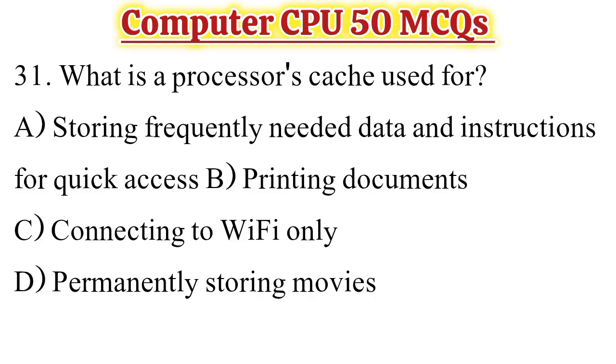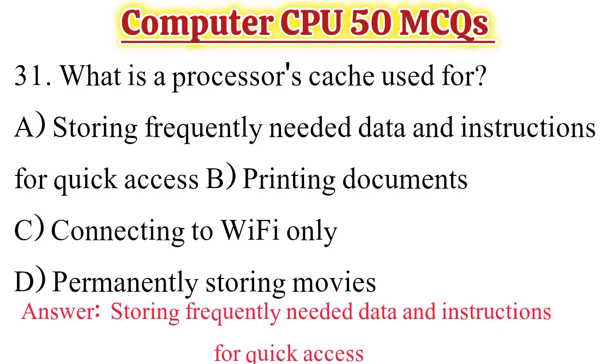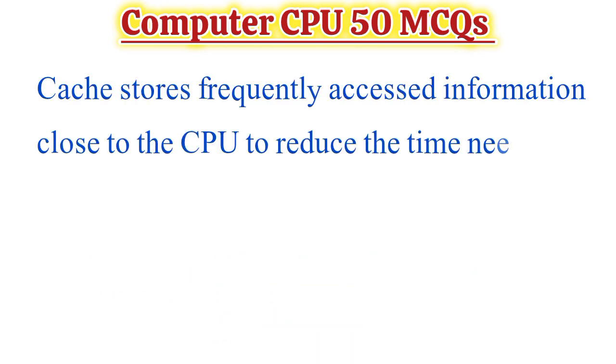31. What is a processor's cache used for? A. Storing frequently needed data and instructions for quick access. B. Printing documents. C. Connecting to Wi-Fi only. D. Permanently storing movies. Answer: storing frequently needed data and instructions for quick access. Cache stores frequently accessed information close to the CPU to reduce the time needed to retrieve it.